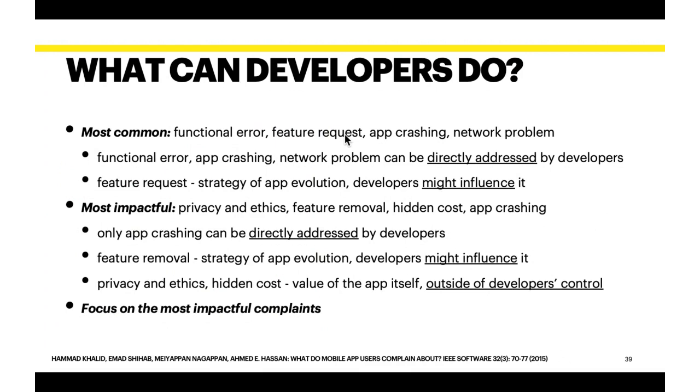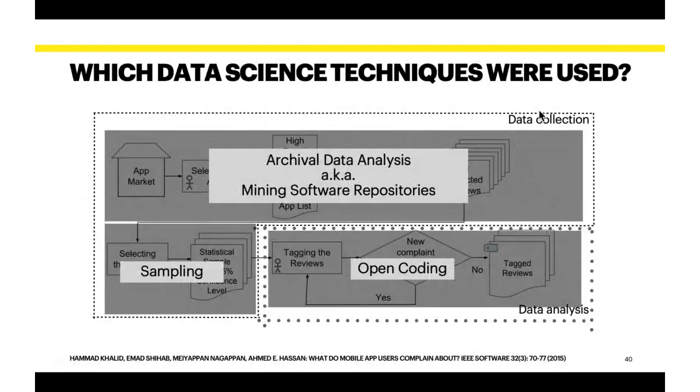So looking at our study, what kind of data analysis or data science techniques have been used? The first step, as I told, the researchers have selected 20 popular iOS applications, and then they have collected user reviews corresponding to those applications. This step is known as archival data analysis or mining software repositories. So typical software repositories are something like version control or issue tracker, but in this case, it's an app store. It's a software repository as well.